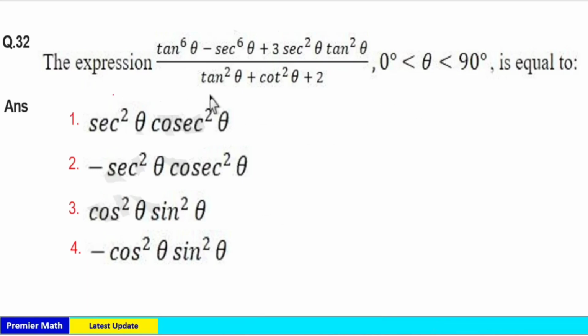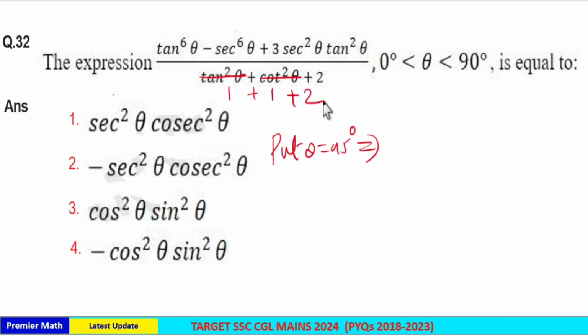Find the value of the following expression. Here we have tan square theta and cot square theta in the denominator. By checking the options, you can put the value of theta as 45 degrees here. So this will become tan square 45 is 1, cot square 45 is 1. So 1 plus 1 plus 2, 4 is in the denominator.